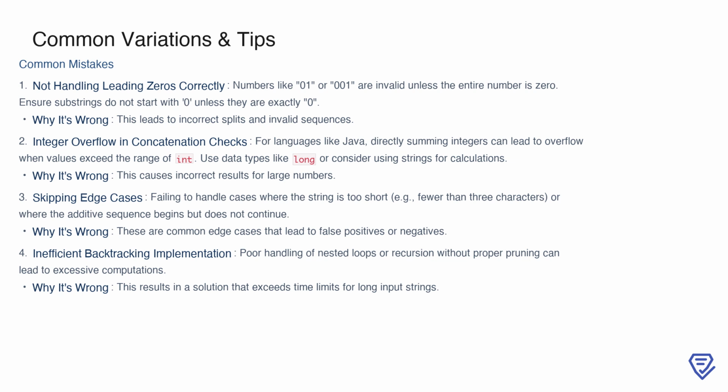In languages like Java, summing integers that exceed the range of int can cause overflow, resulting in incorrect calculations. Using a larger data type like long or leveraging strings for computations can help avoid this. Additionally, skipping edge cases is a major issue. For example, strings that are too short or sequences that start correctly but fail to continue can lead to false positives or negatives. Lastly, inefficient backtracking implementations can create significant performance issues. If nested loops or recursion aren't optimized with proper pruning, the solution can become computationally expensive, particularly with long input strings. These are all important mistakes to address when designing your solution.